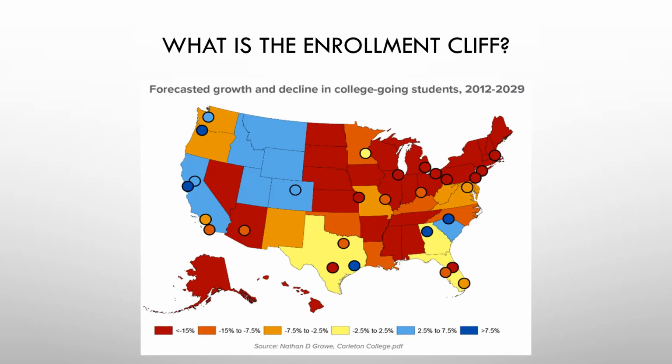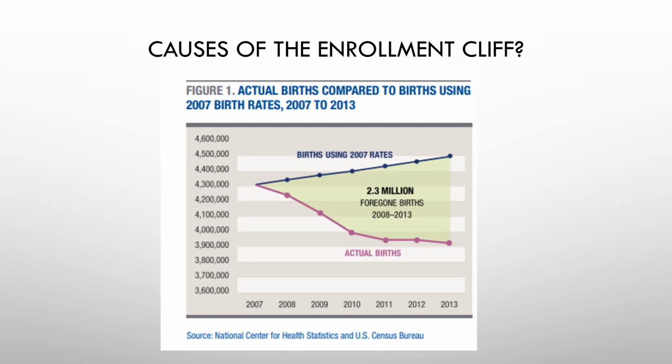In his work, Grawe forecasts the growth and decline of college students, with most of the decline felt in the Northeast, Midwest, and the southern states of Alabama, Arkansas, Mississippi, and Tennessee. So what is or are the causes of the enrollment cliff? Grawe traces its roots back to the Great Recession of 2008.